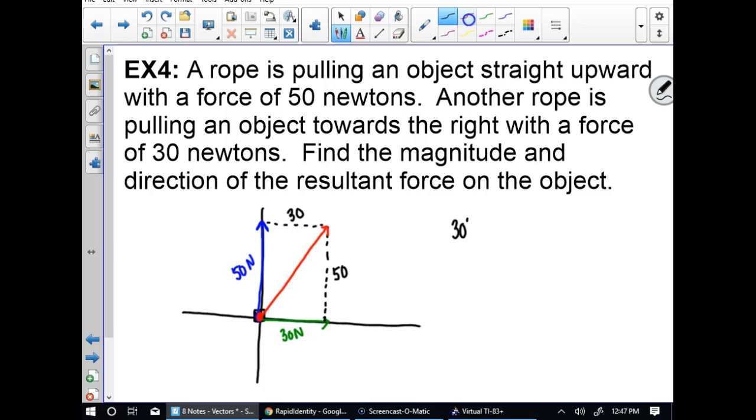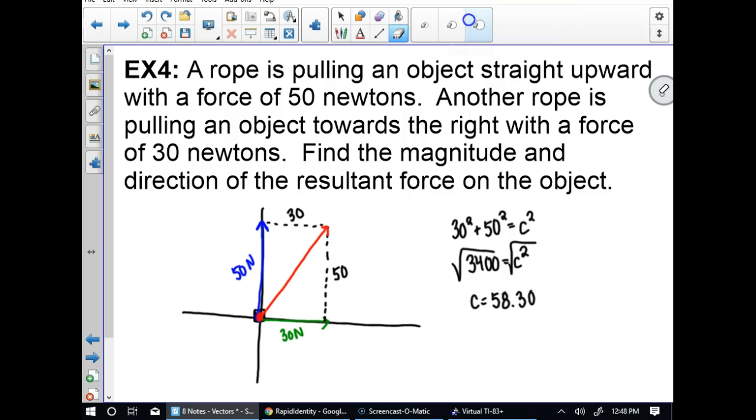That's our length. So 30 squared plus 50 squared equals c squared. And so 30 squared plus 50 squared is 3,400. And we will square root that. And we should get that c is 58.30. Actually, it's going to be 58.31. Let me round that off. 58.3, and this is in newtons.